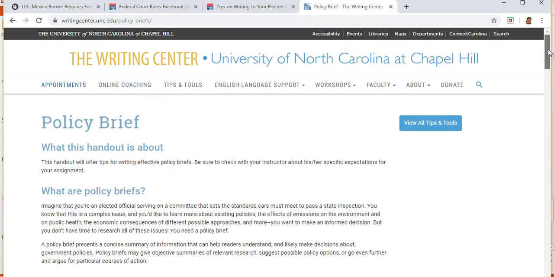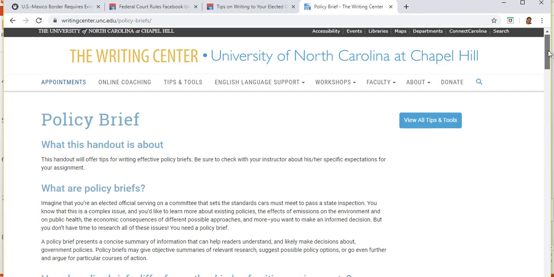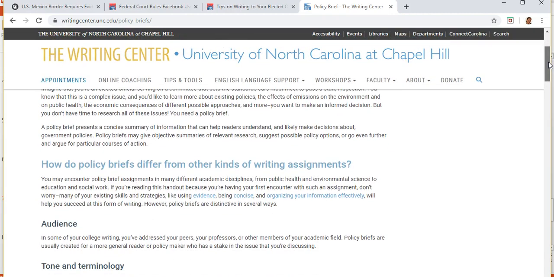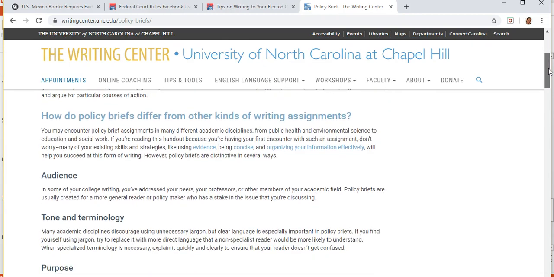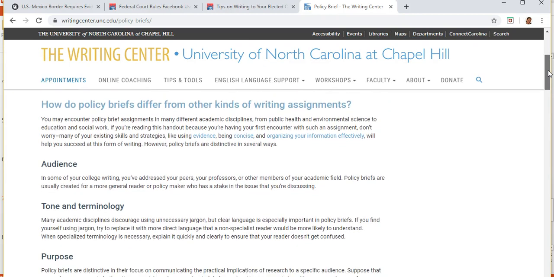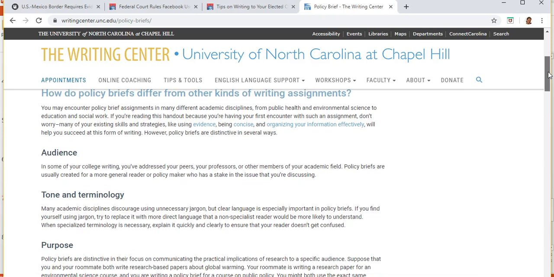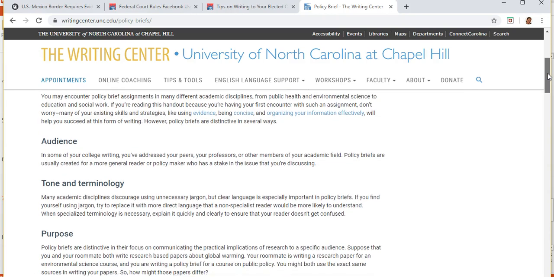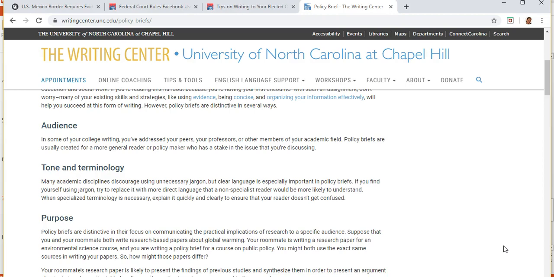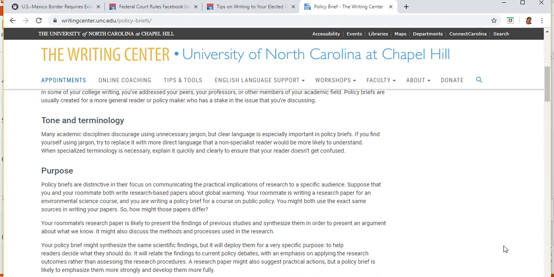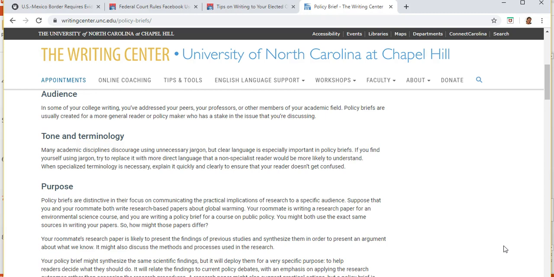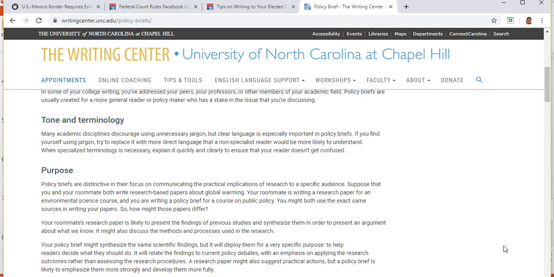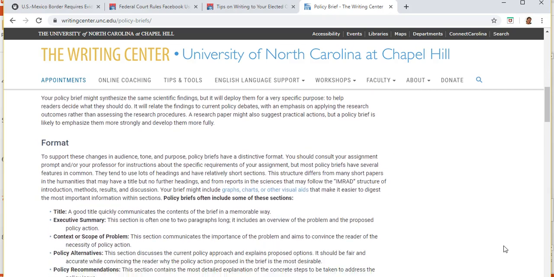So I encourage you to go here to the writingcenter.unc.edu/policybriefs because this will really help you if you decide that you're going to do a policy brief. It's going to really help you keep your work focused. So it'll tell you about the background of policy briefs, how it's different, how the writing differs. You're going to be thinking about, again here, your audience, the tone and terminology that you need to use in order to convey something in simple language while also demonstrating your expertise. Helps you understand the purpose and then also the format.